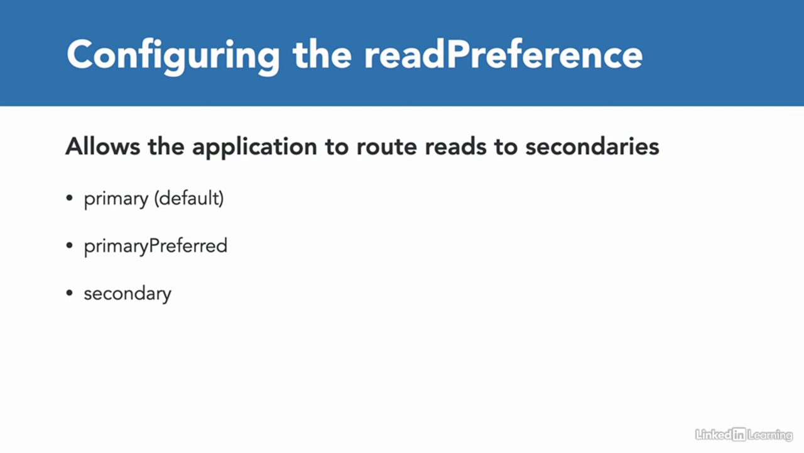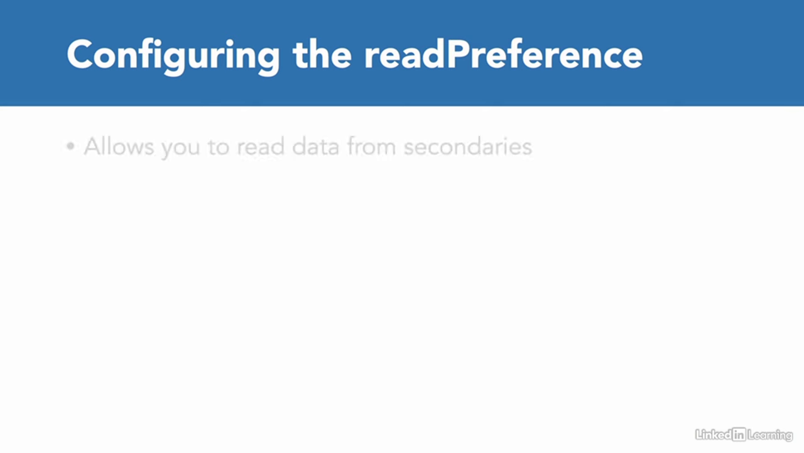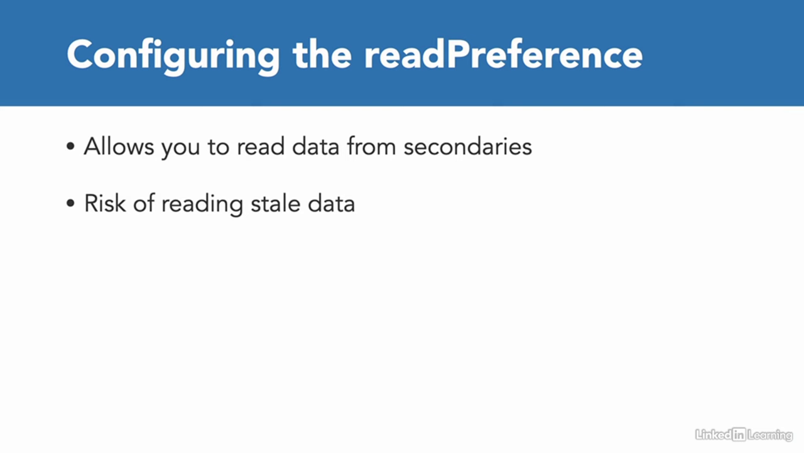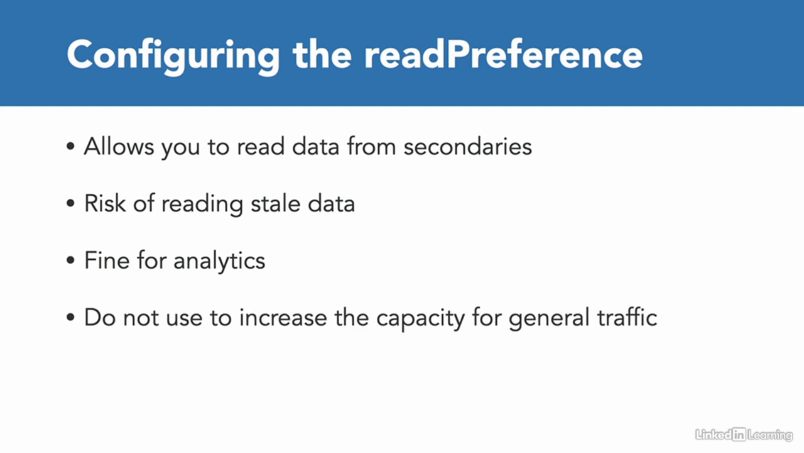Secondary, which means reads are routed directly to secondaries. Secondary preferred, which means it will only go to a primary in certain circumstances. And then nearest, which is then the node that has the lowest latency to where you are querying from. However, you do risk reading stale data if you read from a secondary. This is generally fine for analytics. However, you should generally not use it if your goal is to increase the general capacity for your normal application traffic.